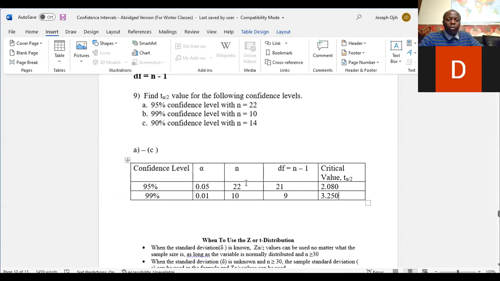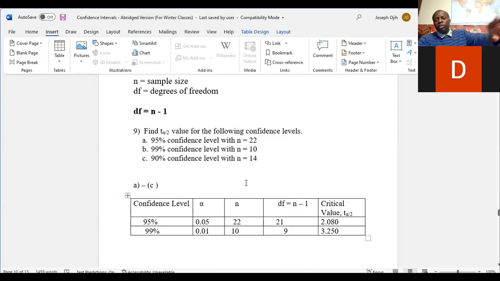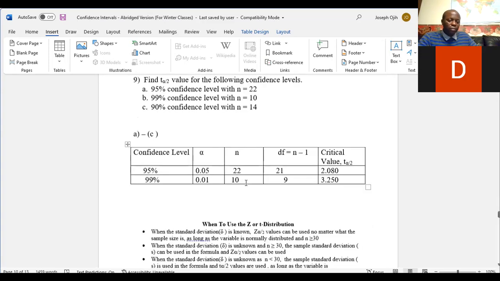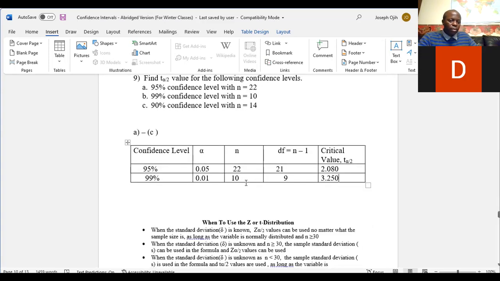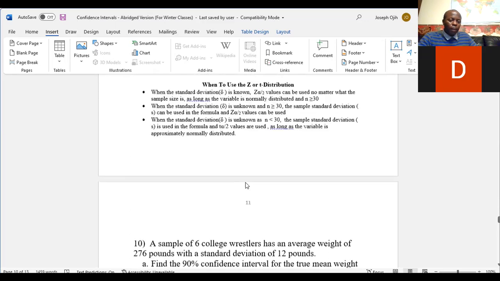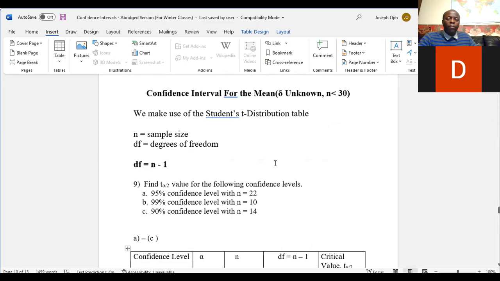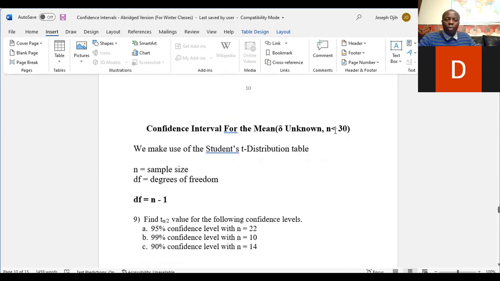Good. Unlike the one with Z, that stays constant, this one varies with the degree of freedom. When the degree of freedom changes, the critical value changes, unlike the Z value, which stays the same regardless of the sample size. So let's apply this. Remember, this is for finding a confidence interval when the sample size is small, that means when it is less than 30.